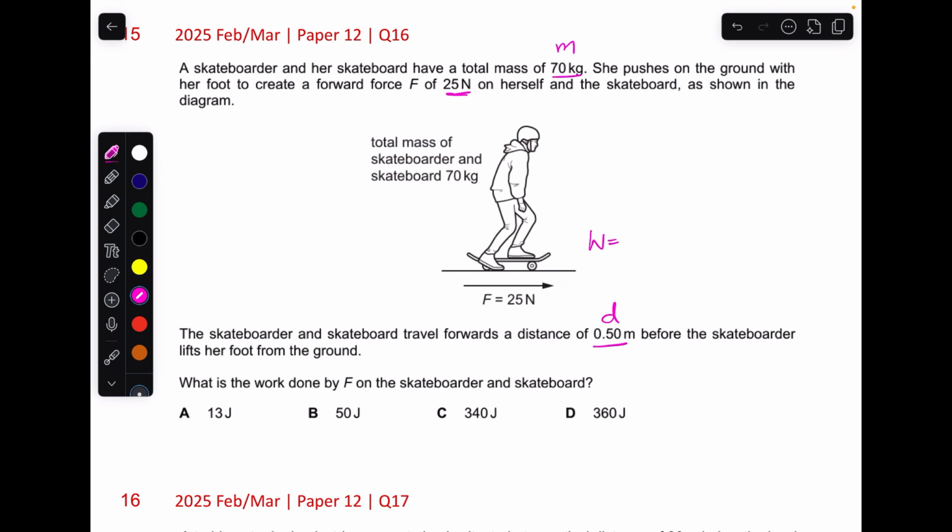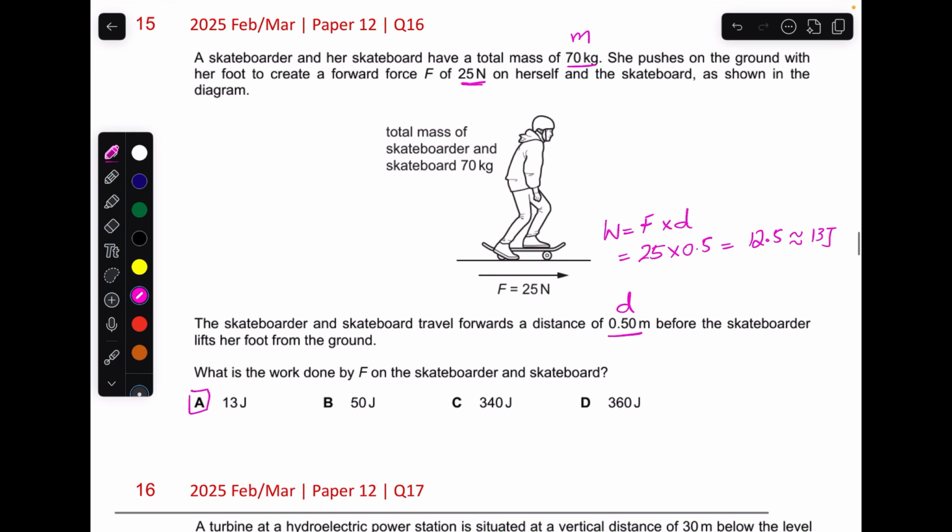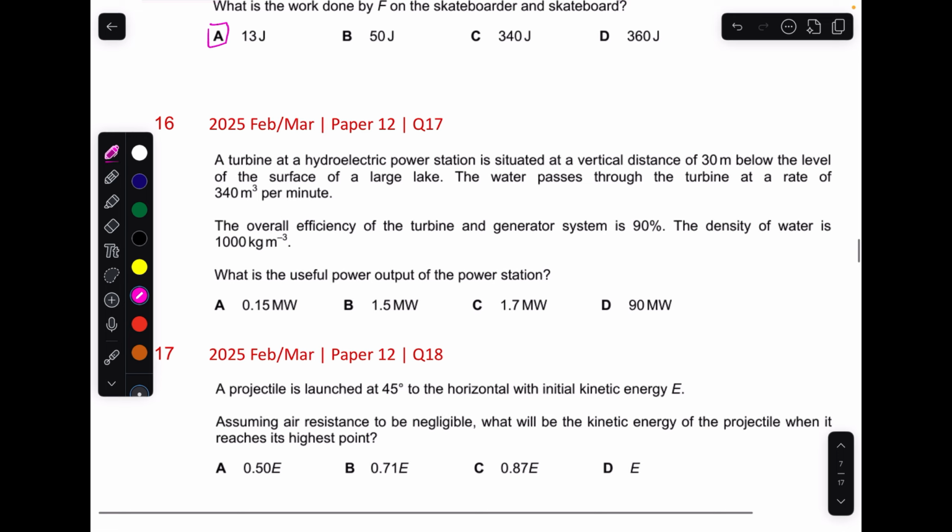Work is force multiplied by the displacement in the direction of force, right? Force you have 25, and the distance it is traveling is 0.5, that will give you 12.5, nearly 13 joules. Okay, it's a pretty easy question. You just need the force and the displacement in the direction of force. Both are given.